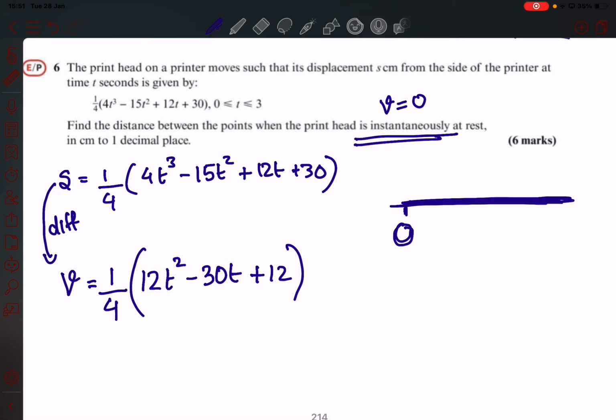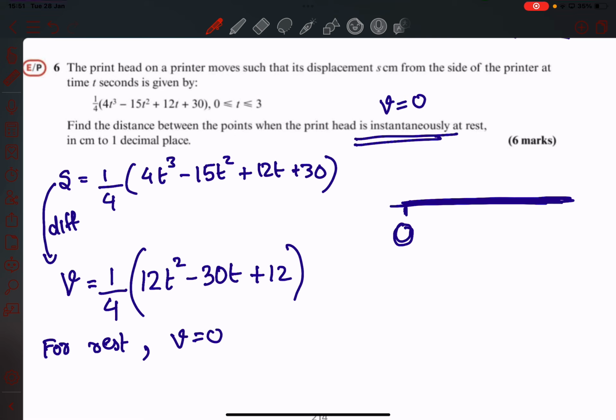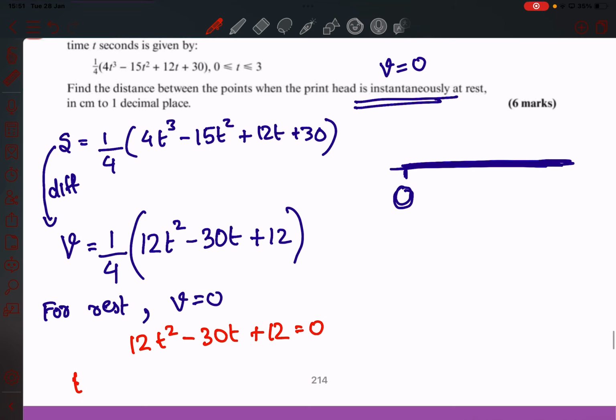So for instantaneously at rest, for rest, this has to be equal to 0. And I could actually figure out the roots of the expression that is inside, because 1/4 doesn't really make an impact. Plus 12 equal to 0. Can somebody tell me the roots? T equals 2 or t equals a half. These are the two instances where the printer head is instantaneously at rest. So I have to find the distance between these 2 points.